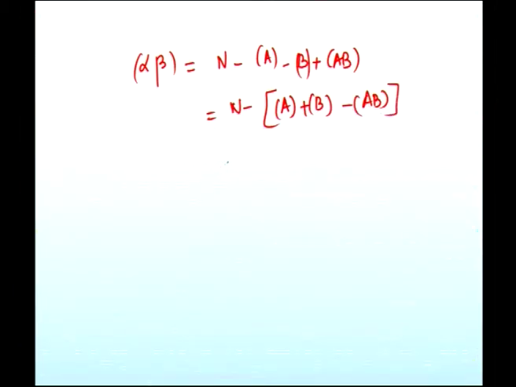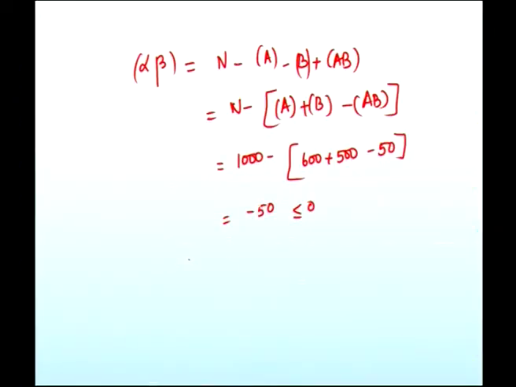Now, all the values are given in the question. N is 1000 minus the attribute A class frequency, which is given as 600, minus 500, then AB is given as 50. This gives you the value minus 50, which is less than or equal to 0. So, a class frequency is becoming a negative value. The class frequency of order 2, alpha beta, is becoming negative.